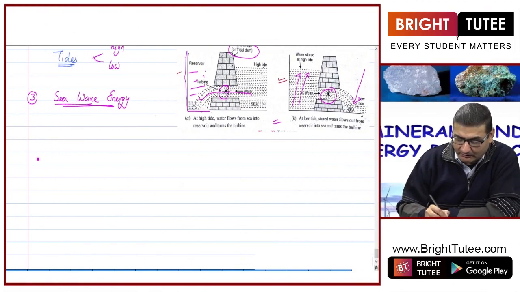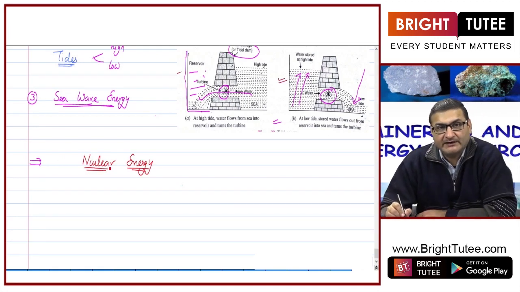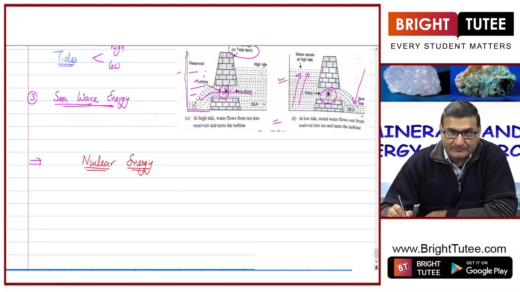We'll be talking about nuclear energy. Now, what is nuclear energy? The energy which is obtained from the nucleus of an atom is known as nuclear energy. Now, this nuclear energy can be obtained in two ways.